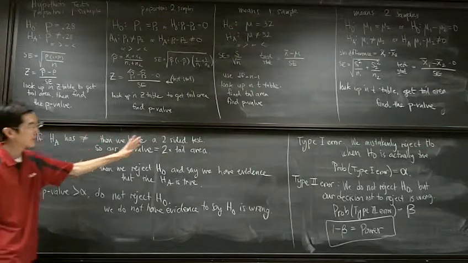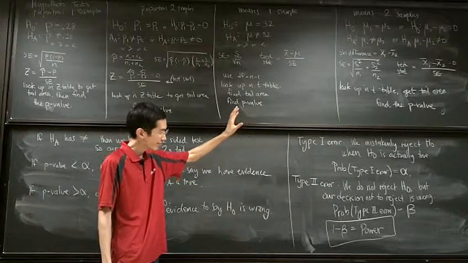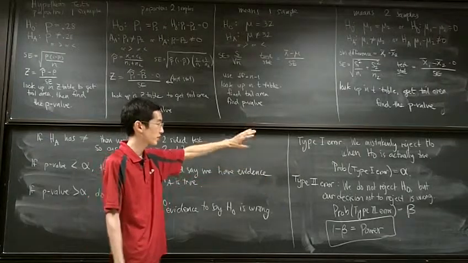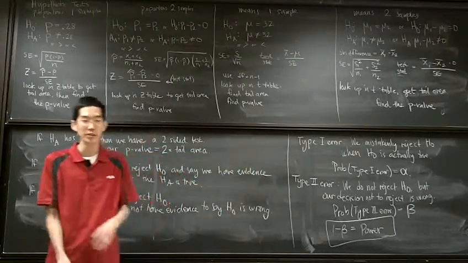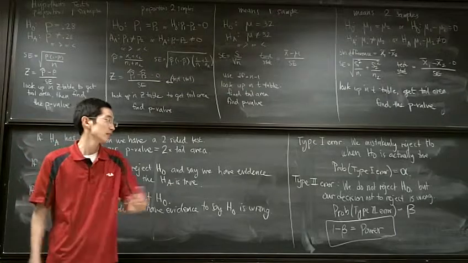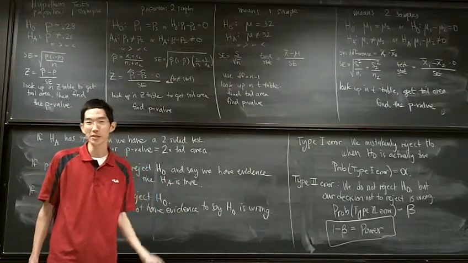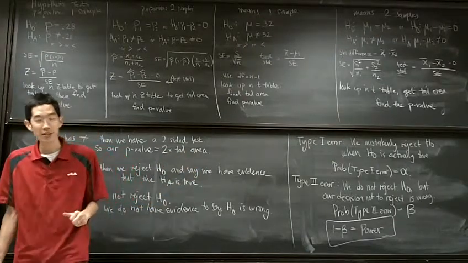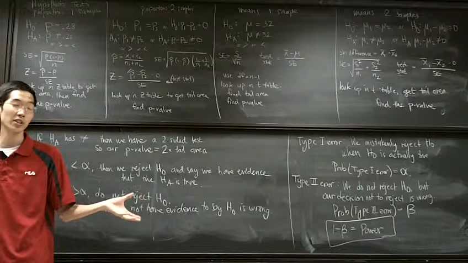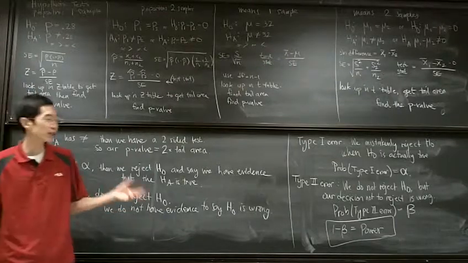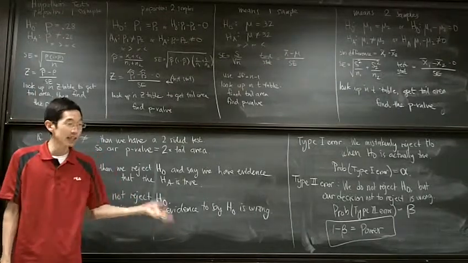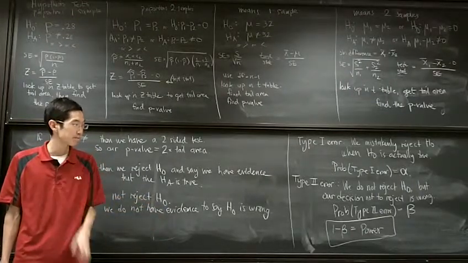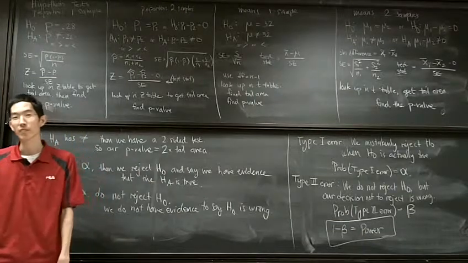Okay, so in the practice final, there will be a question that says, is this a type 1 or type 2 error? You just have to ask yourself, did I just reject the null hypothesis? If you did, and that was a mistake, that's a type 1 error. If you chose not to reject the null hypothesis, and that decision turned out to be a mistake, that's a type 2 error.